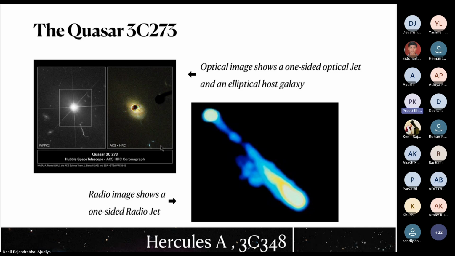So now we, of course, have a much nicer image of 3C273, and similarly in the radio, you have a much better image as well. On the right, the blue emission that you see is a false colored radio image of 3C273.